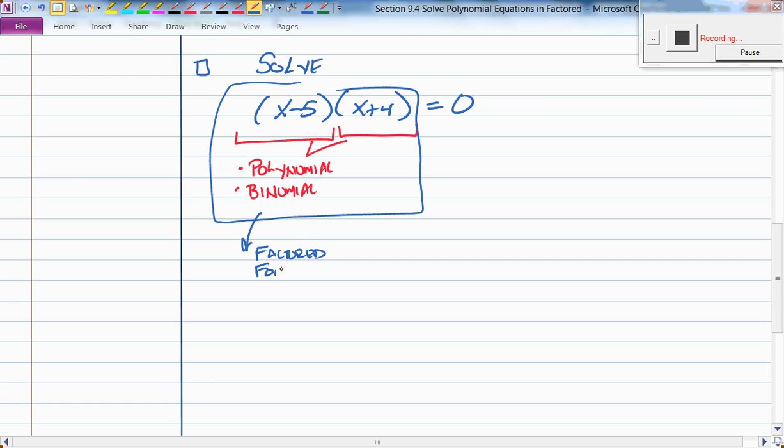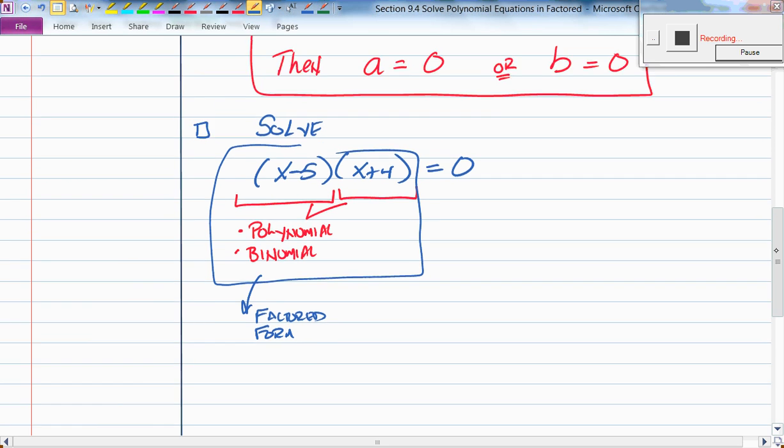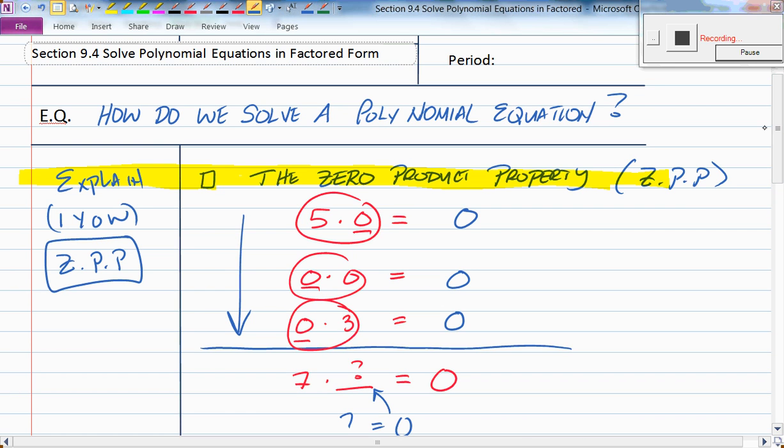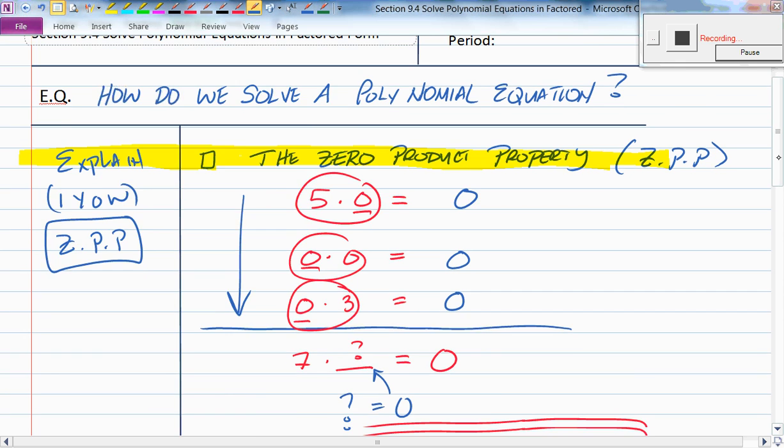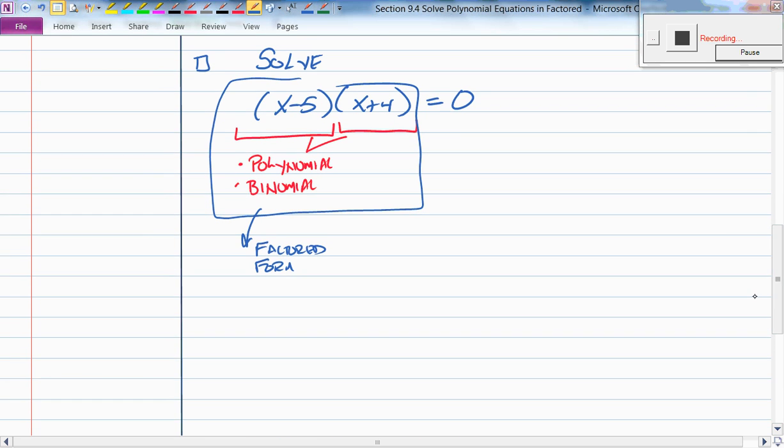That's called factored form because it's been factored into 2 polynomials. So that's in factored form. So that's what I'm talking about when I say up here, how do we solve a polynomial equation in factored form? See that word up top there, in factored form? That's what I'm talking about. You guys with me so far?